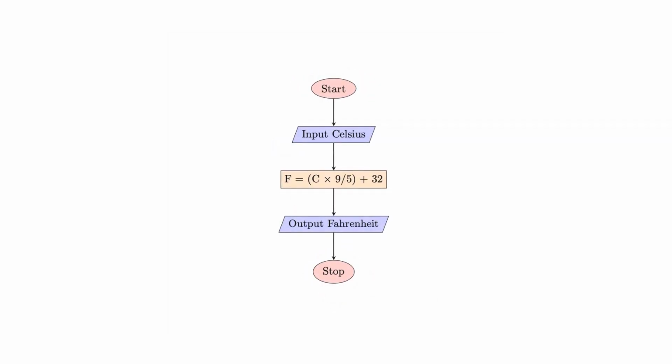Here's our temperature converter as a flowchart. We start with the oval, get input with a parallelogram, do our calculation in a rectangle, show output with another parallelogram, and end with stop. The arrows guide us through each step perfectly.